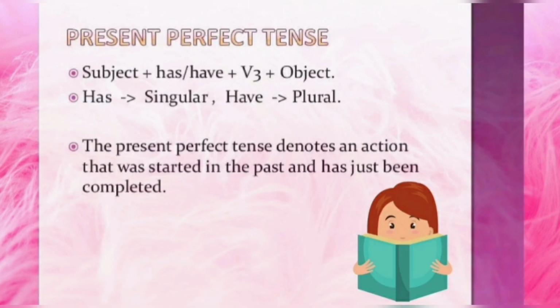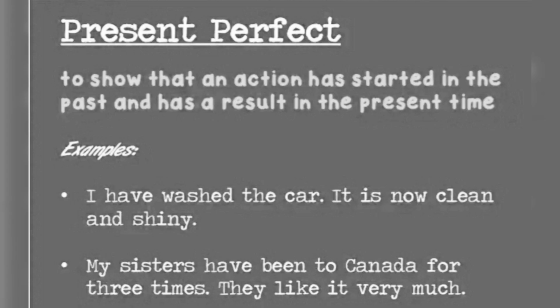Next is present perfect tense. The present perfect tense denotes an action that was started in the past and has just been completed. For examples, I have washed the car. It is now clean and shiny. My sisters have been to Canada for 3 times. They like it very much.